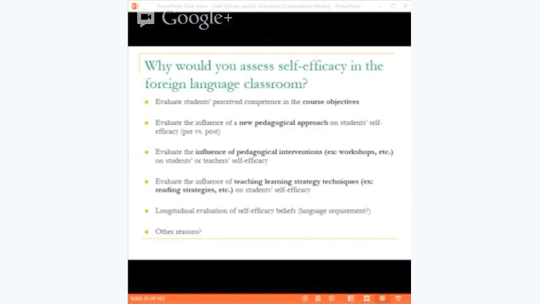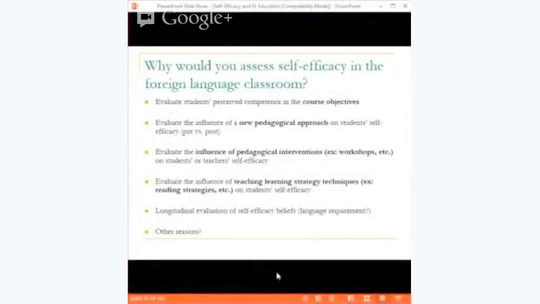Also, a study that I've been involved in is a longitudinal evaluation of self-efficacy beliefs, particularly with the language requirements. So starting at the beginning two, intermediate one, intermediate two, you can move all the way up to advanced: how are students' self-efficacy beliefs evolving or not? So there's a lot of different ways that self-efficacy can really help you in the foreign language classroom.